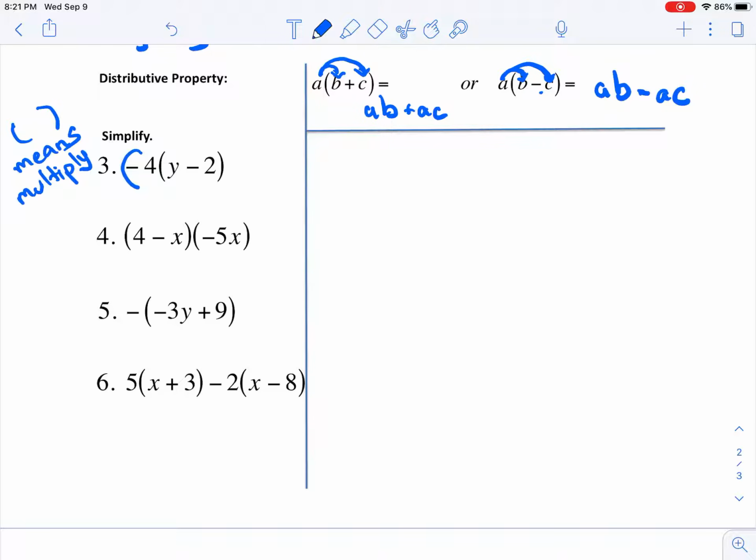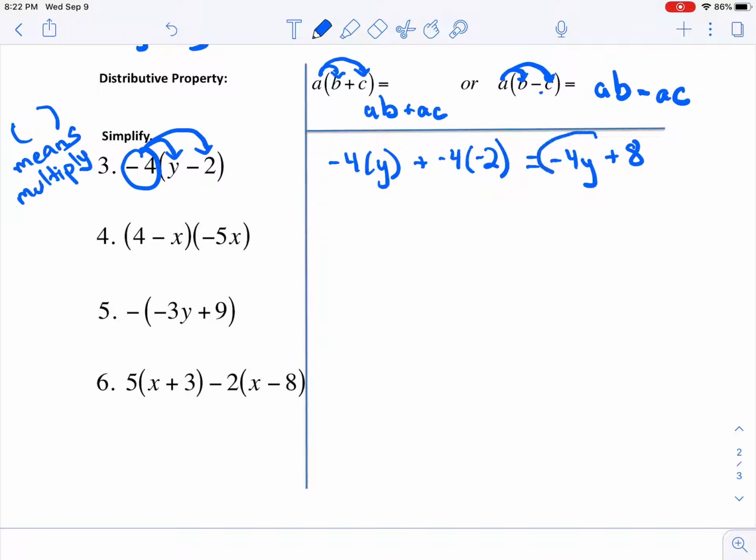So we're going to take this -4 and multiply it times the y and times the -2. And so as we do this, I sometimes like to write this out, -4 times y plus -4 times -2. And some of you might be able to do this in mental math, but others might need to write that step out. So then as we go, -4 times y is -4y, and -4 times -2, negative times negative is positive, so +8. So our final answer there is -4y plus 8.